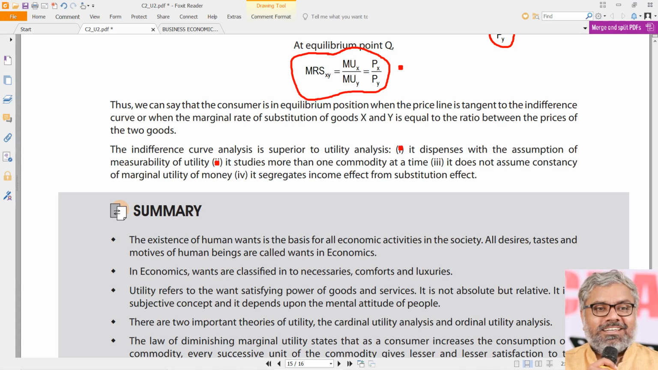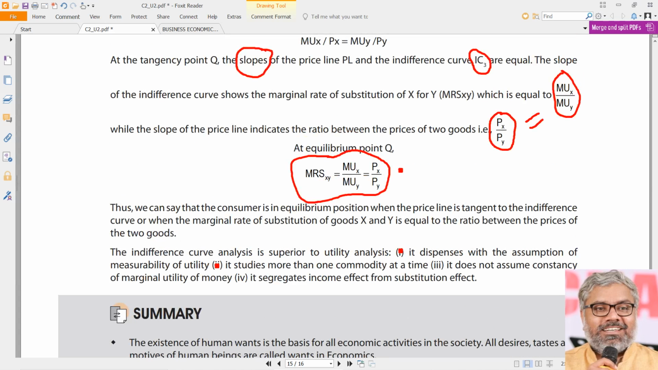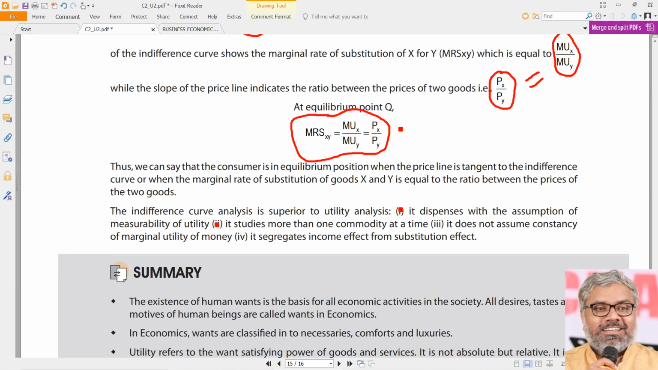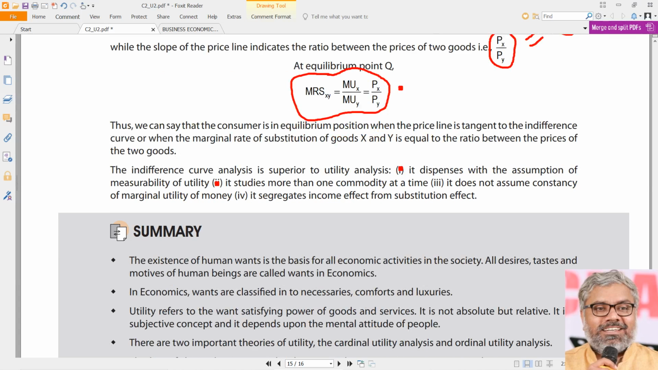Second, it can study more than one commodity at a time. If you observe in the case of utility analysis, only one commodity at a time was taken, not two commodities. Here at least two commodities we can take. Once again, we may get a doubt, sir, why only two commodities? Why not three commodities? That is for our limitation. Let us understand that. We are not doing econometrics here. We are not doing any 3D graphs and so many complicated mathematical applications.